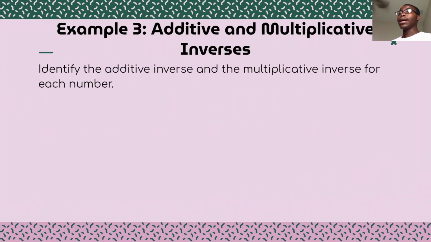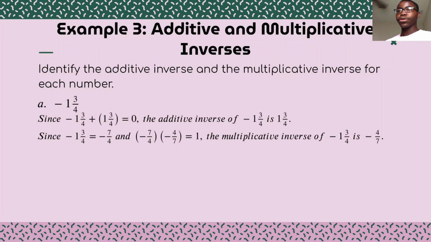So I have example 3, the additive and multiplicative inverses. I want you guys to identify the additive inverse and the multiplicative inverse for each number. Again, you can give it a shot before I reveal the answer. So what is the additive inverse and the multiplicative inverse for -1 and 3/4? Since -1 and 3/4 plus 1 and 3/4 is equal to 0, the additive inverse of -1 and 3/4 is basically 1 and 3/4. The additive inverse of a number is just the number with the opposite sign.